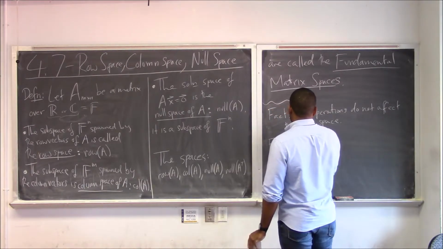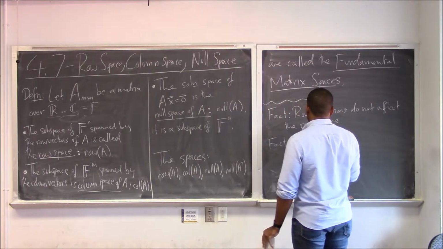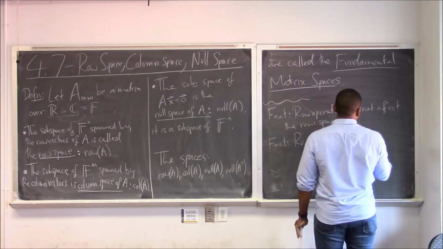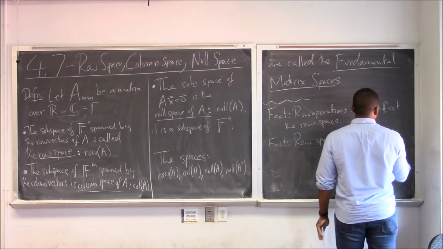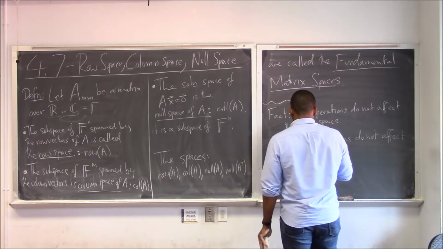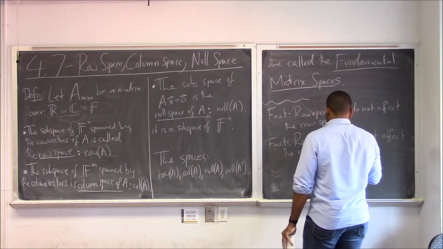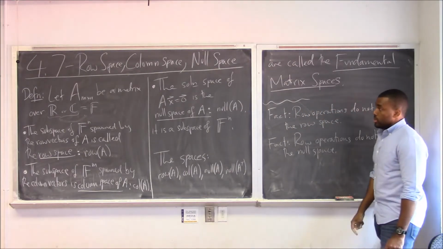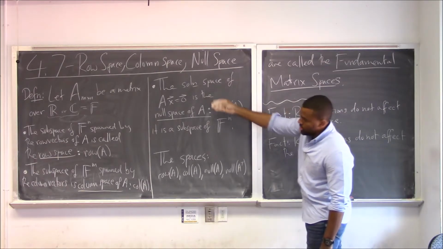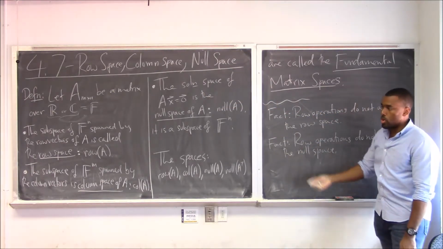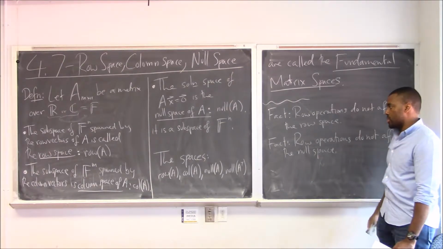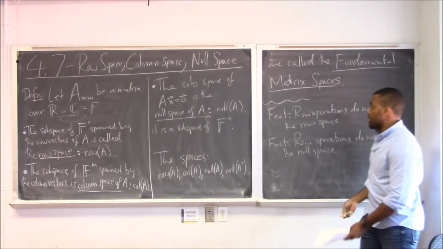By a similar fact, row operations do not affect the null space. Which is, of course, super important. The null space is given by solving a system of equations. We already discussed that doing row operations does not affect the solution space to a system of equations. So it's not going to affect that.